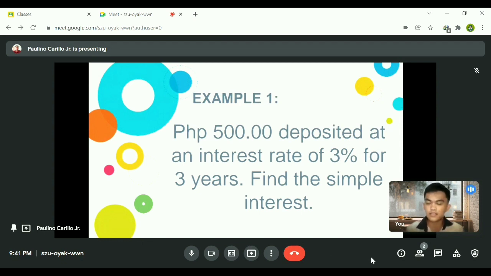If you don't understand the problem in the first reading, just read it again so that you can understand. The second step is to find what is being asked in the problem, and what is being asked is to find the simple interest. And finally, find the clue or the given information in the problem, which is the 5,000 pesos, 3%, and 3 years. Now let's have a solution.